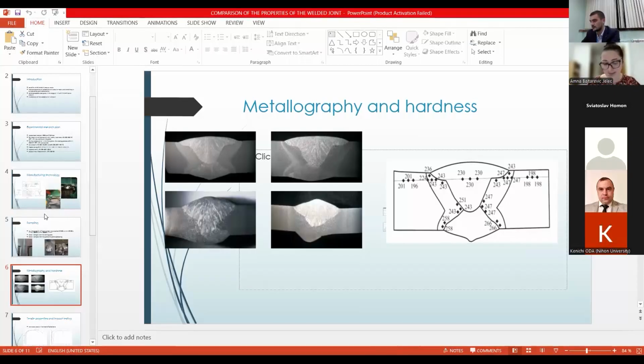Hardness testing was conducted on the transverse section of the sample to identify any significant differences and assess their potential impact on other mechanical test results. Tests were performed using the Vickers method. In this slide, you can see hardness test results for a sample sheet joint of P460 with 15 millimeters thickness. Other properties are shown in our paper.